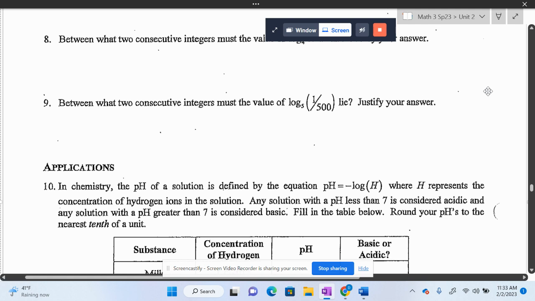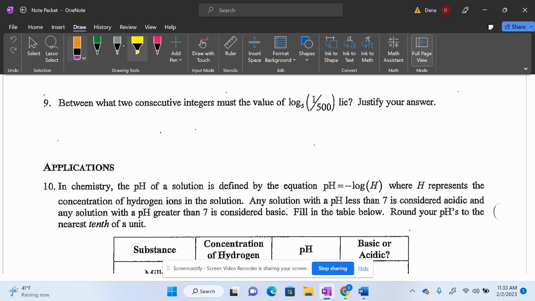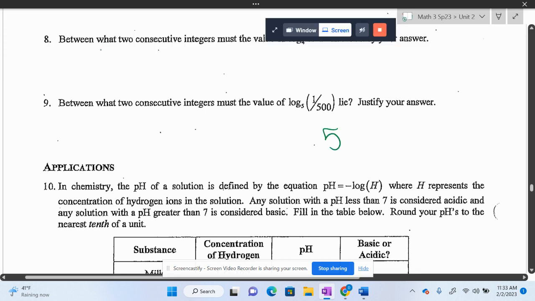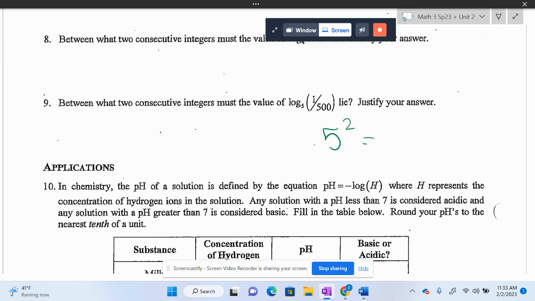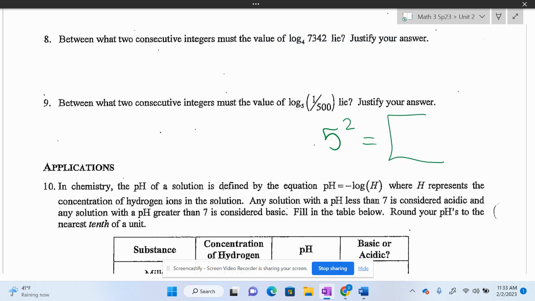So the first thing that we want to do is think about what this is saying. It's saying 5 to some power is not going to equal 1 over 500, but we want to get close to that. This lies in the middle of it, okay? We don't know what the power is. We're going to call it x. So the only way that we can make that a fraction, first of all, is what kind of exponent does it need to be?